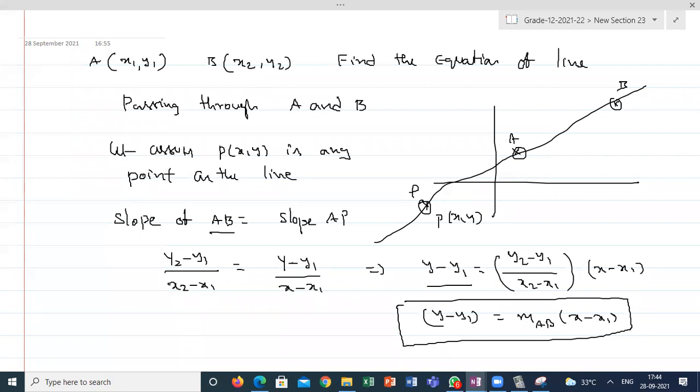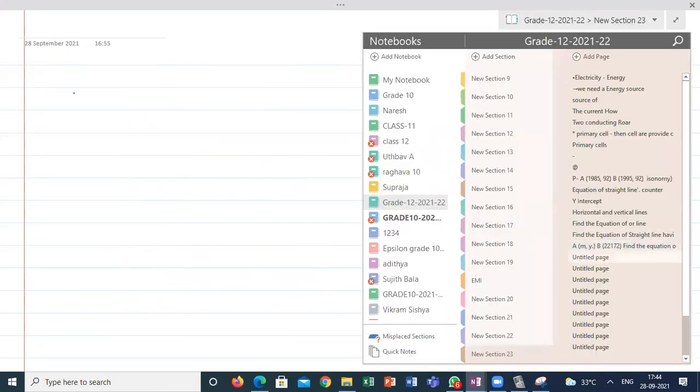But finally, I'm using the concept of slope to write the expression of the equation of line. So slope of given 2 points must be equal to slope of a point and any point on the line. If I'm equating, then you will get the required equation of line passing through given 2 points. Hope you are clear. So based on it, one more question.